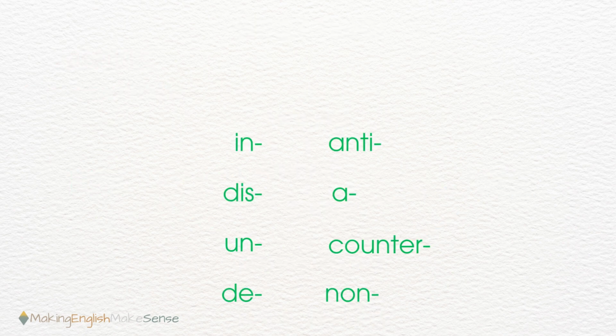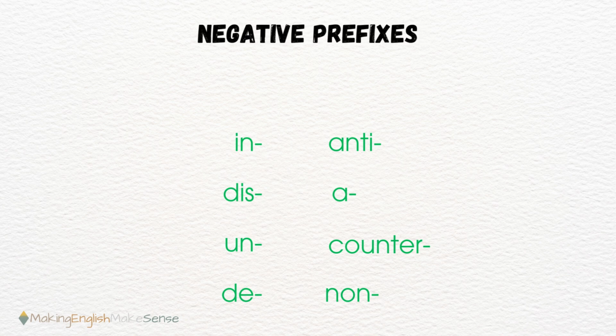There are well over 50 prefixes that are widely and commonly used in English. But today, we're only going to focus on prefixes that have a negative meaning. These are called negative prefixes. Negative prefixes can deny, cancel, or reverse the original meaning of the base word that they attach to.